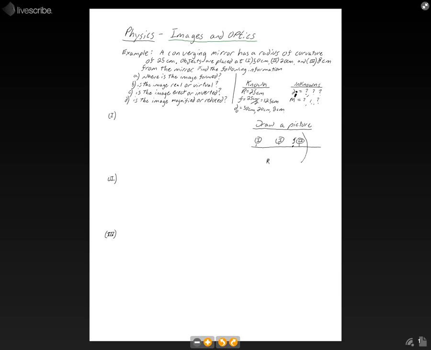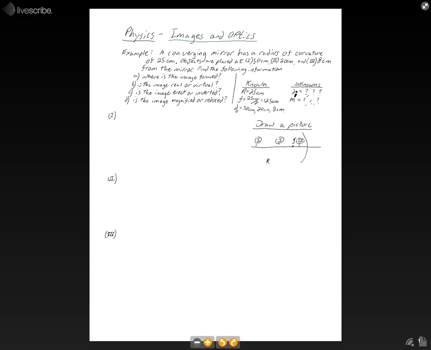So for this, we have an example of a converging mirror with a radius of curvature of 25 centimeters. Objects are placed at 50 centimeters, 20 centimeters, and 8 centimeters from the mirror. Find the following information. A. Where is the image formed? B. Is the image real or virtual? C. Is the image erect or inverted? And D. Is the image magnified or reduced?